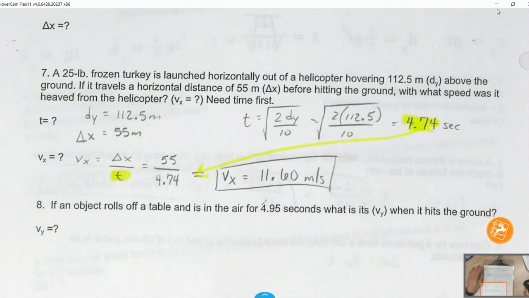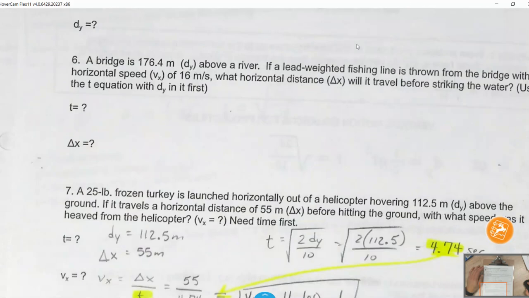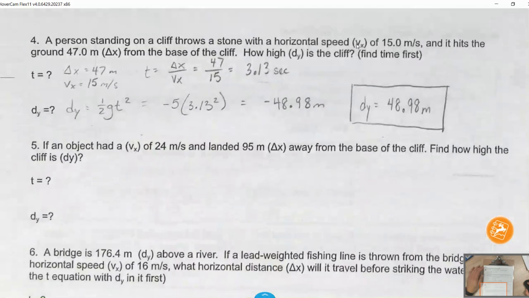Yes, I can. Is everybody good with 7? Okay, so then you have 5, 6, and 8 for homework, which you guys could probably finish right now. And you said you needed 4?